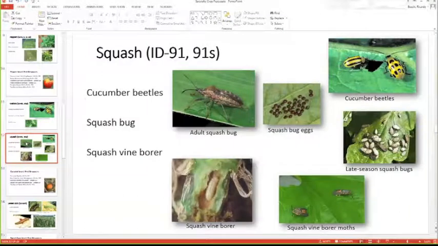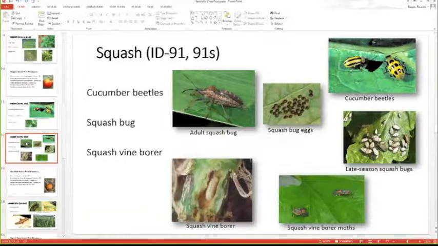For squash, we have some different pests. Not only do we have the cucumber beetles that are as important as they are with the melons and cucumbers, but we also have another pest called the squash bug. And I would say I probably get more emails and phone calls about this pest than I do any other vegetable pest. They can build up to very high numbers late in the season, and late in the season, they can be incredibly difficult to control.